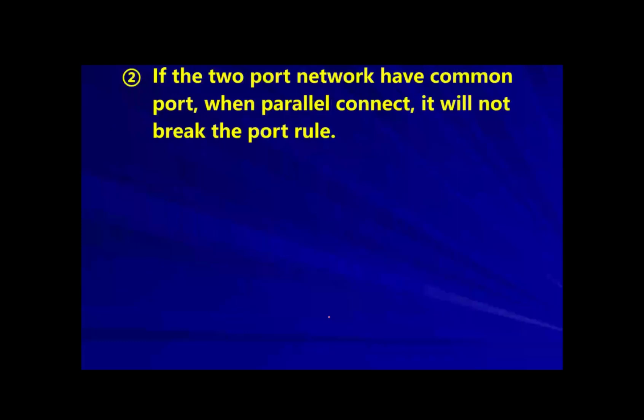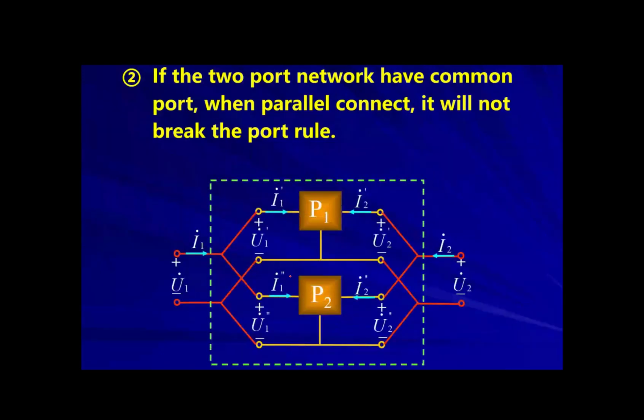But if the two-port network have common port, when parallel connect, it will not break the port rules. For example, the P1 has a common point. P2 also has a common point. If we parallel connect, this parallel connect, this parallel connect. In this part, it will not break the rules, because this should connect.